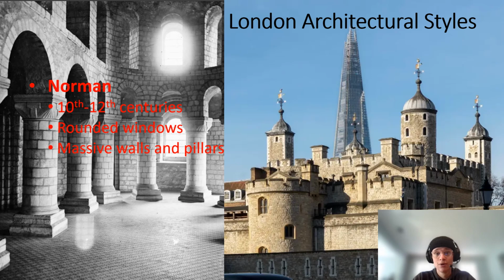And so this room would have been elaborately decorated in the Romanesque era, or the Norman era, but it was cleared out during the English Reformation, and so now it is just a really massive, barren room. And this is called the White Tower because it was whitewashed when it was built in the late 11th century. And then we're going to be moving on to the next architectural style.